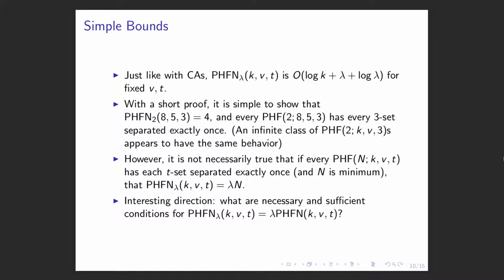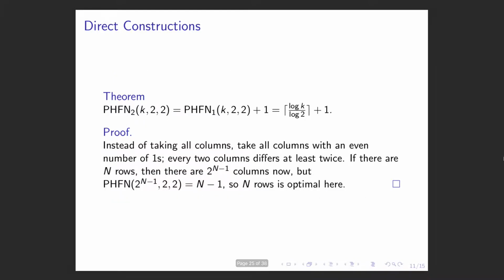When is it a necessary and sufficient condition? For a simple direct construction, for a normal PHF with an index 1, all you're asking is for every pair of columns to be different. So then just list all possible columns, and then that gives you that number of rows.